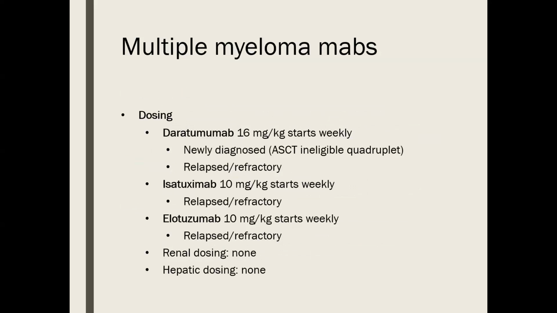I've included here on the slide your dosing. Daratumumab, 16 mg per kilo weekly. This is a drug that's FDA approved for newly diagnosed folks in the transplant-ineligible quadruplet, as well as in the relapse refractory setting in combination with other products, as well as a single agent. So it does have single agent efficacy, which is not something that you will see in something like elotuzumab. Isatuximab, 10 per kilo weekly in the relapse refractory setting, and ELO, again, in combination with other products in the relapse refractory setting.